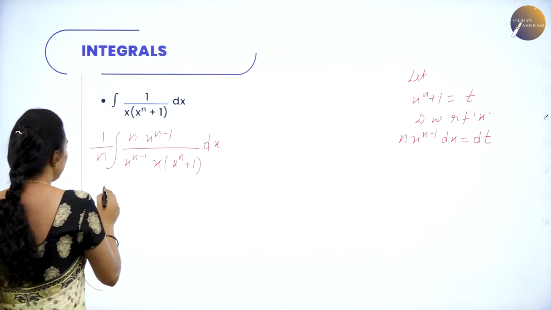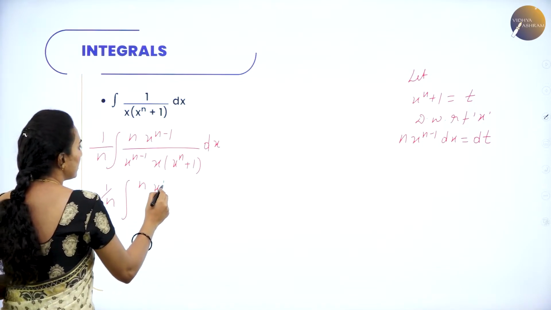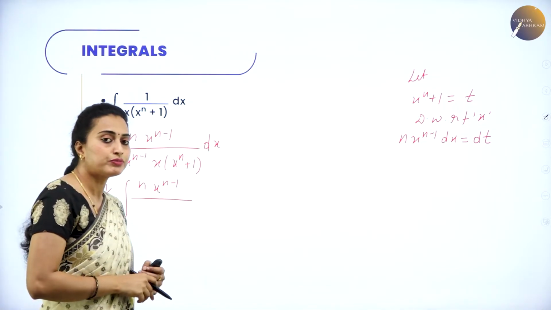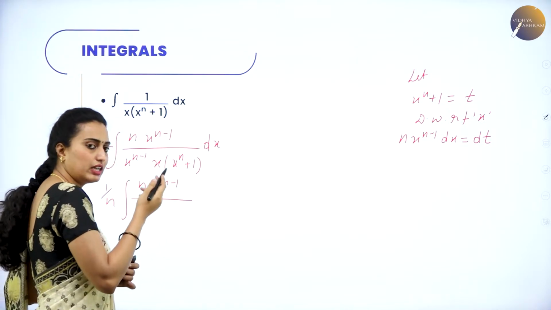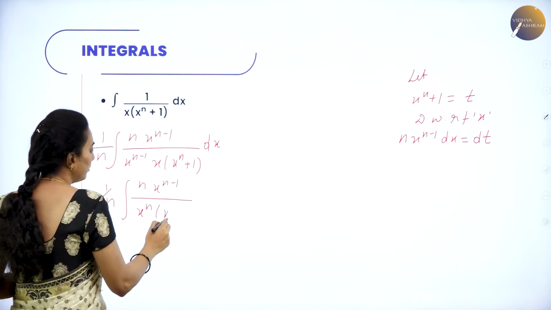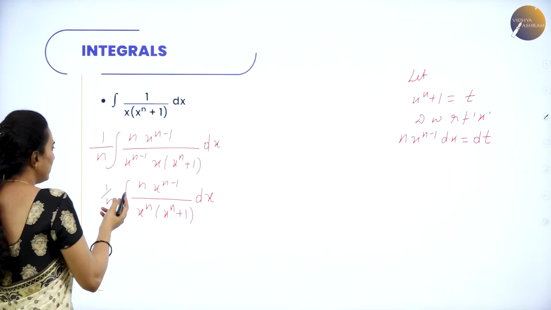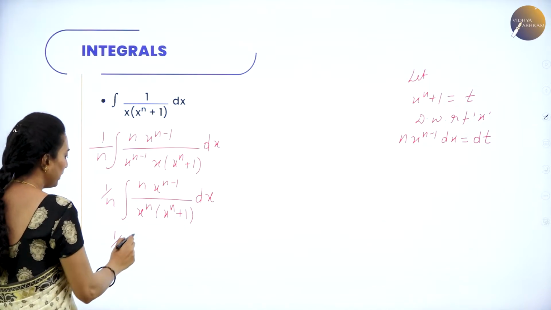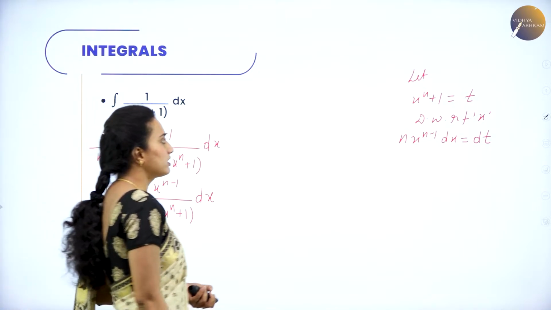Now again, which implies 1 by n into further simplification. Let me write this as it is. n into x to the power of n minus 1 divided by x to the power of n minus 1 into x. Here x power 1 is there, minus 1 plus 1 will get cancelled, remaining is x power n only. So x power n into x to the power of n plus 1. Now you can substitute here, which will become n into x to the power of n minus 1 into dx as dt. So 1 by n into dt divided by x to the power of n.